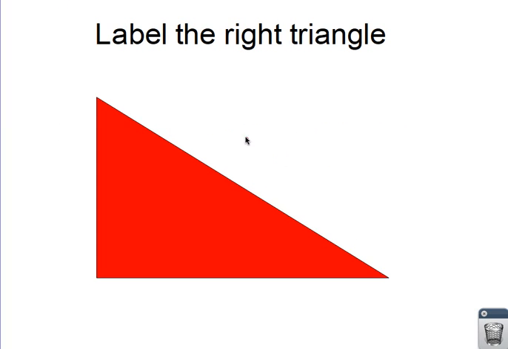Alright, for a right triangle, let's label this so we know what we're talking about. First thing, it has to have a right angle. If it doesn't have a right angle, it's not a right triangle. So if it's not labeled, you cannot assume it's a right triangle.